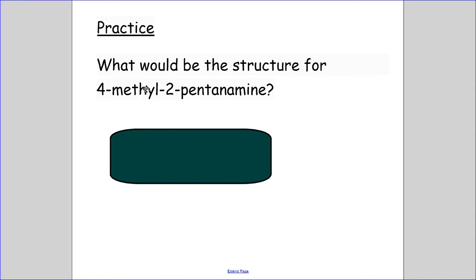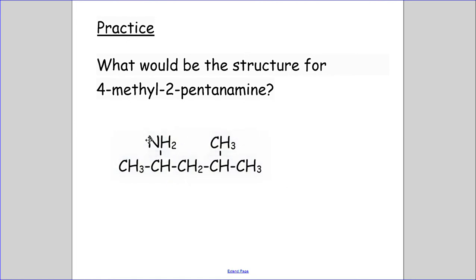Next one, what would be the structure for 4-methyl-2-pentanamine? Take a second, try it out, see if you can build it, and then come back when you're ready. Okay, so pentanamine gives us 5 carbons. It's saying at 4 we have a methyl group coming off of it, and 2 is where this amine structure, this nitrogen, is going to be. So at 2 we have our nitrogen, and then if we keep counting over, at 4 we have our methyl group. You can see how these things can start to be built and be a little bit more complex.